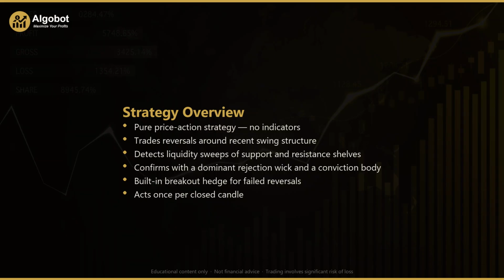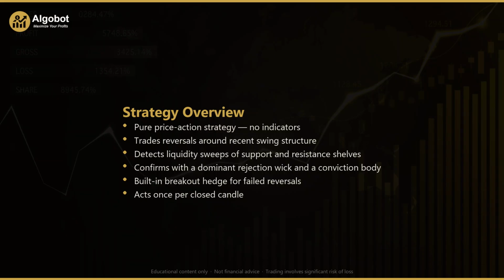The engine begins by mapping nearby structure. Over a look-back window of 12 candles, it records the highest high and the lowest low. These two levels act as shelves, areas of support and resistance where resting orders tend to gather. The strategy then waits patiently for a single candle to sweep one of those shelves. A sweep means the candle's wick pokes beyond the level, but its body closes back inside, suggesting the move beyond the level was rejected rather than sustained.